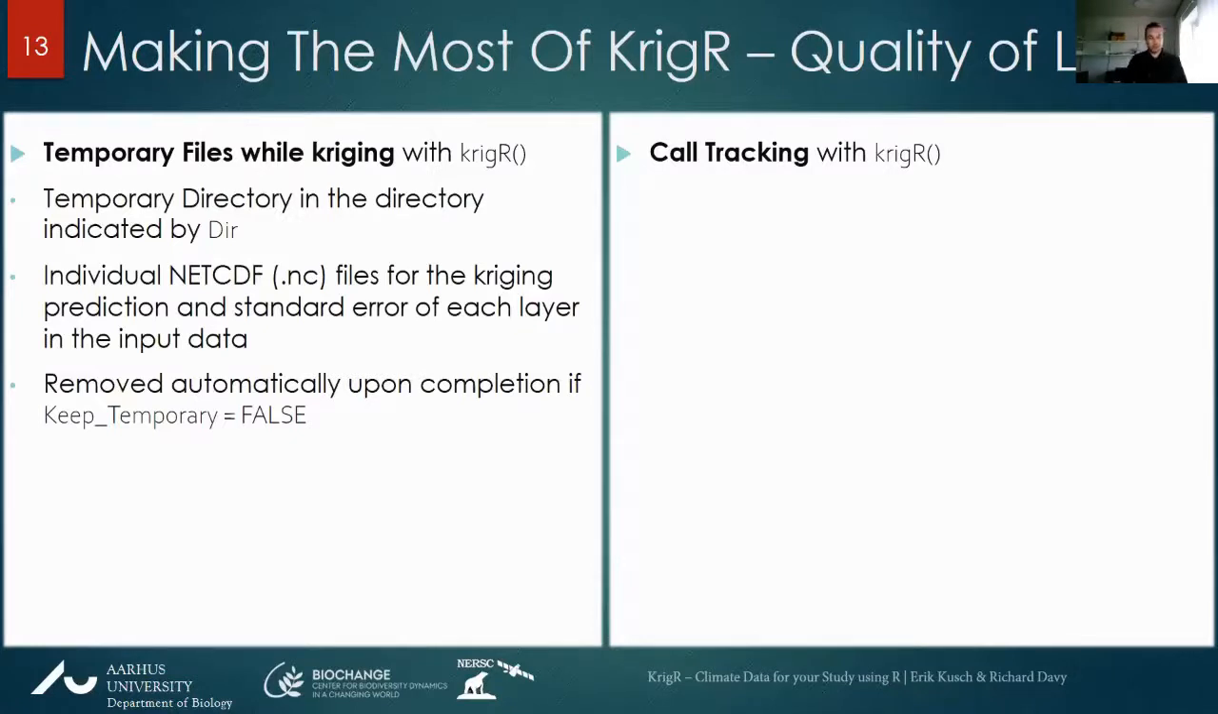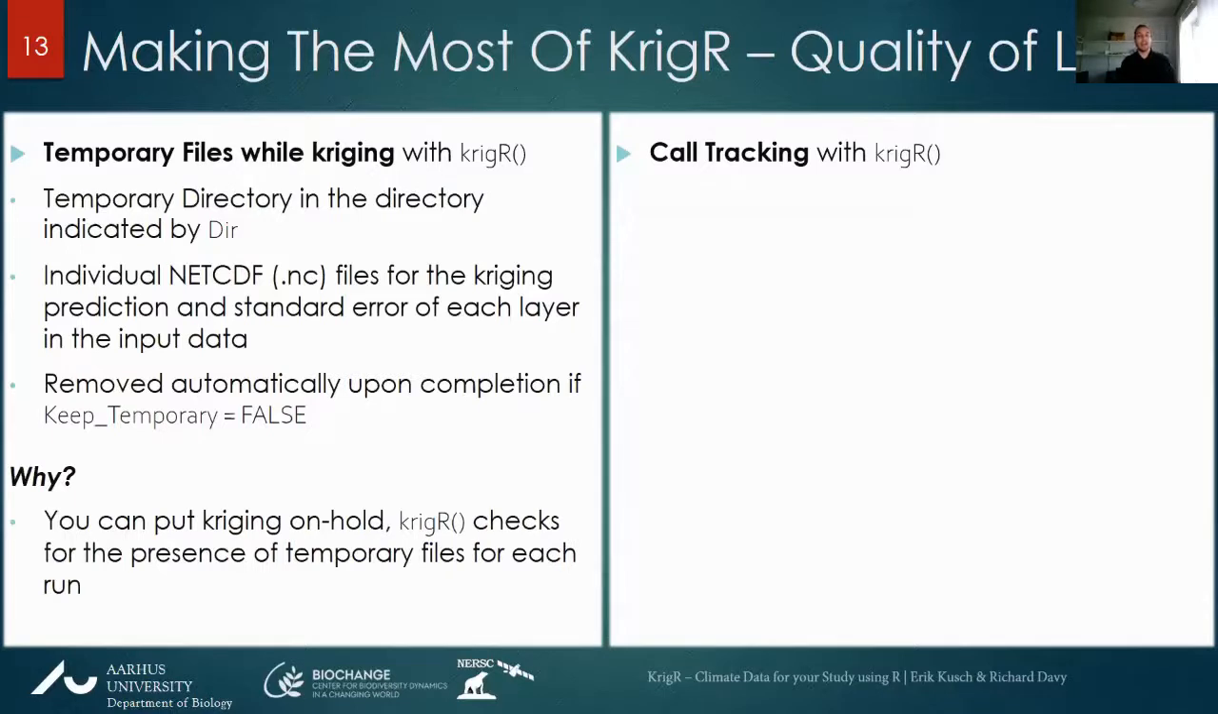These are automatically removed, like I already said, once the KrigR is done and the final data set is saved to your directory indicated by the dir argument. The reason we do this is because with this, you can put a hold on KrigR, meaning if a server has to restart, if you're running this on your own laptop, but you need to catch the next bus, you do not lose the progress that KrigR has done over multiple layers so far.